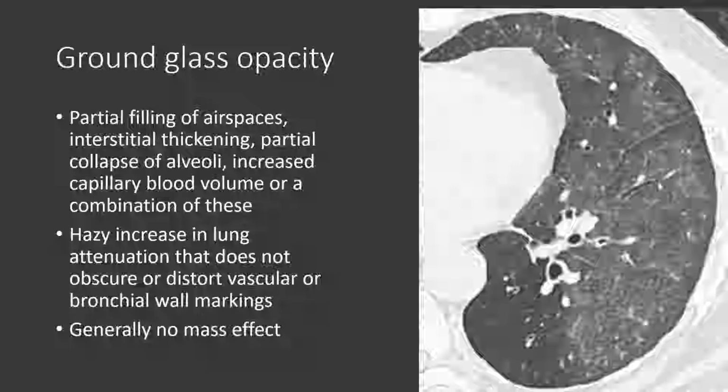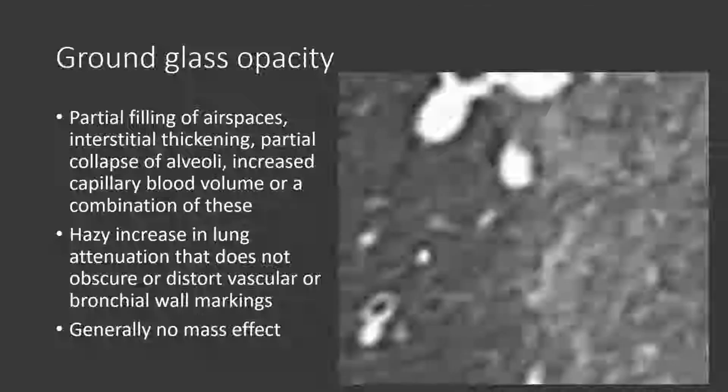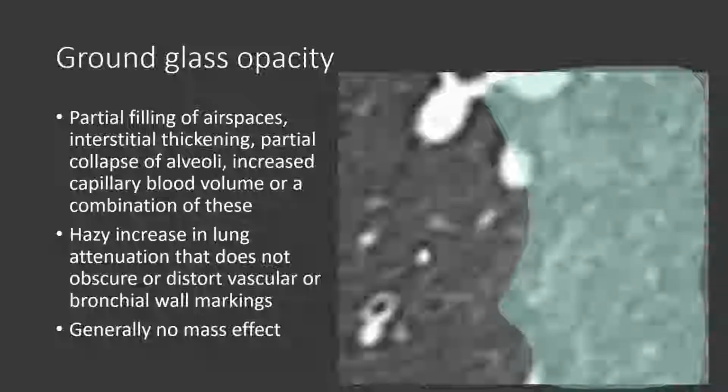An example of ground glass opacity is seen on the right. Let's focus on a particular section for a closer view. Notice how ground glass opacity appears as an area of vague density. There's no mass effect. It does not obscure underlying vasculature that's running through it. This area is shaded in green. Contrast this to the normal lung immediately adjacent to it.